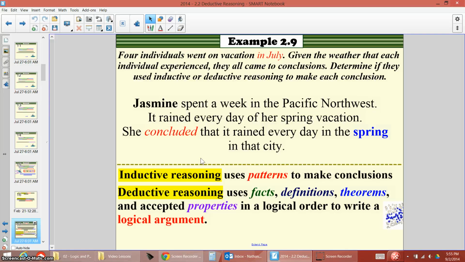All right, so now we're going to do an example, again, this isn't in your notes. This is just talking about inductive versus deductive reasoning. Jasmine spent a week in the Pacific Northwest, it rained every day of her vacation, and she concluded that it rained every day in the spring in that city. She's using a pattern that she noticed. Okay, so it rains every day, and she's using that to make a conclusion: it rains every day in the spring.